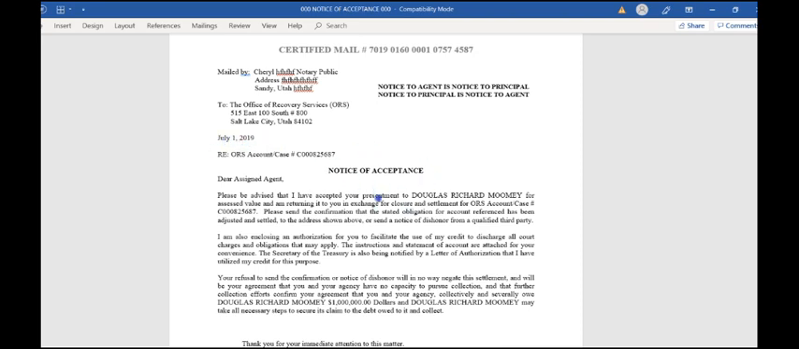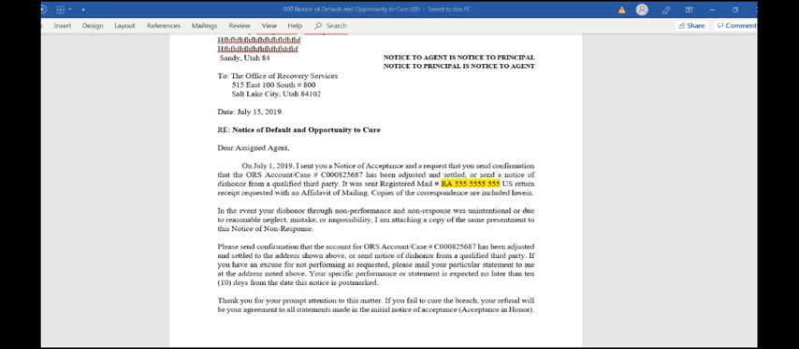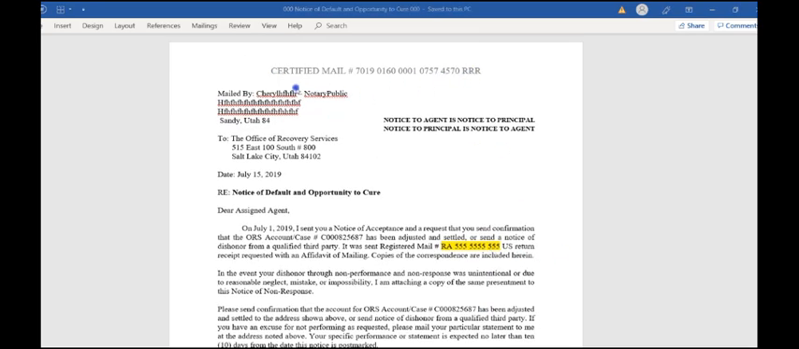Notice of acceptance, okay? I accept your presentment. What is that? That is your payoff statement that you got from them. Okay, then what do you do? So the second one would be a notice of default and an opportunity to cure it. Again, certified mail. It's coming from the notary. She has already written down in her book that you sent something on July 1st. I sent you, not you.